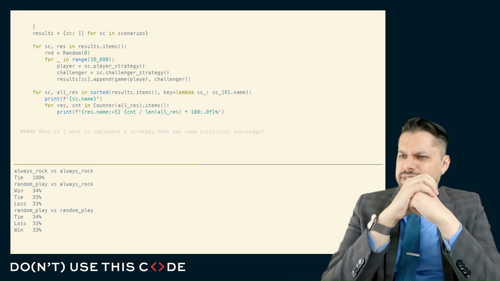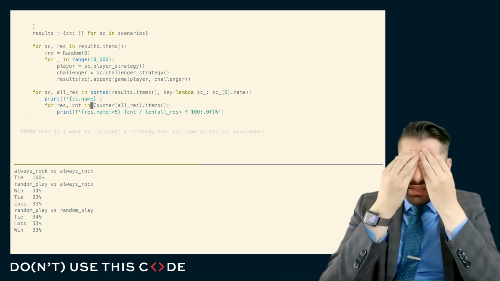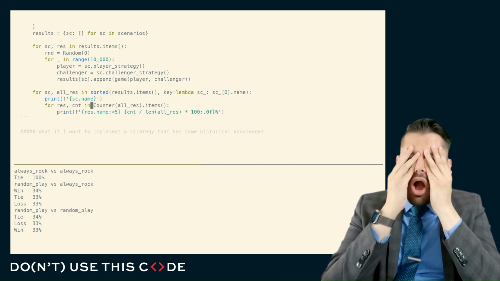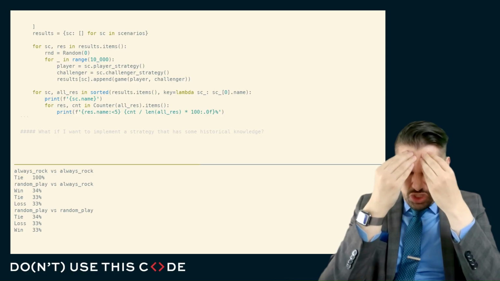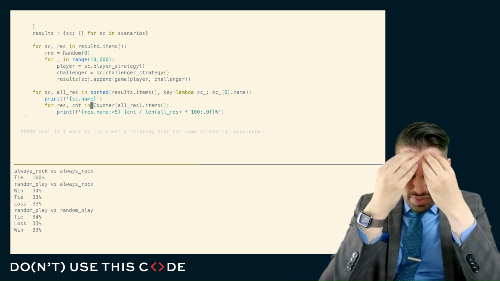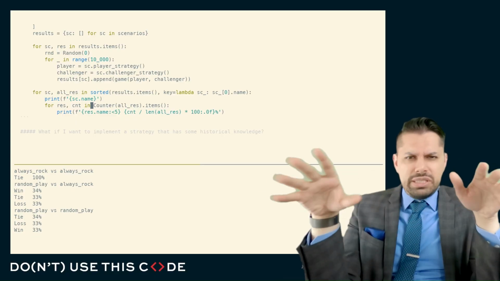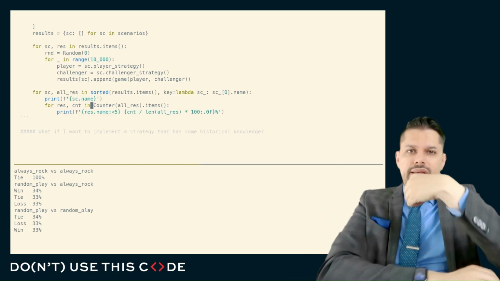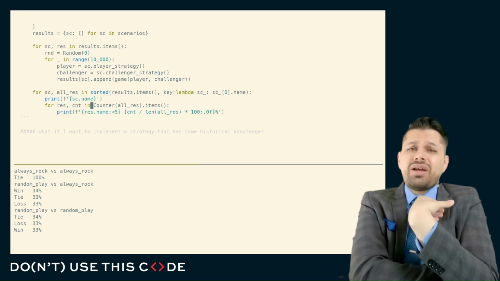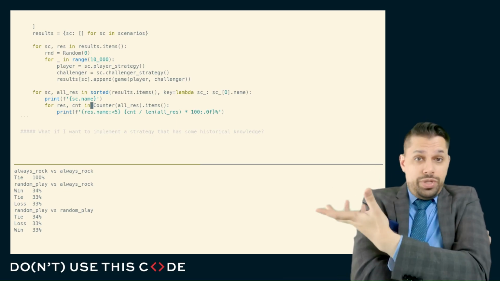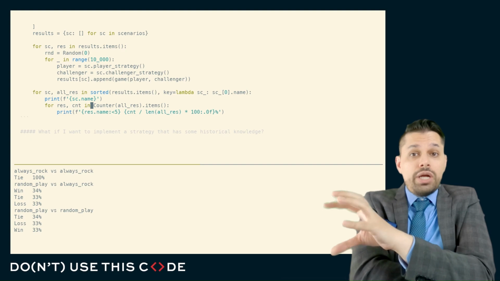If we think about this random play against always rock, isn't it kind of odd that this gives us an even chance to win, lose, or tie? Because we would think that if our opponent was always playing rock, we would absolutely dominate that person. We would say, hold on a second, you're going to be always rock, I'm going to be always paper. Well, the reason for this is we have a more adaptive strategy.